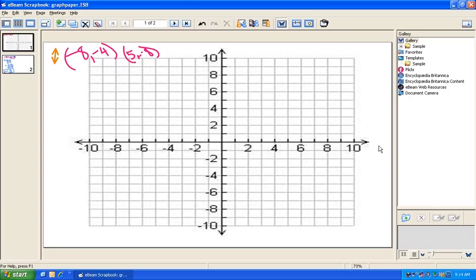I'm going to put negative 8, negative 4 on my graph. Negative 8 on the x is here, and negative 4 drops down. So I'm here as a point. And my second point is 5, negative 8. So 5 on my x-axis is here, and I'm going to drop down to negative 8, which is here, and I put my point, which doesn't want to work. Right there. Okay, why is it not working?